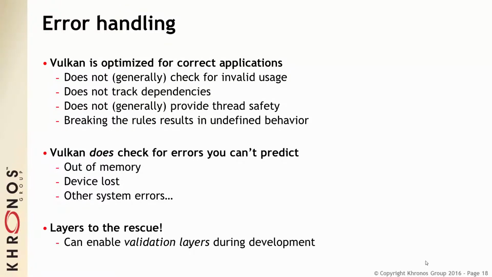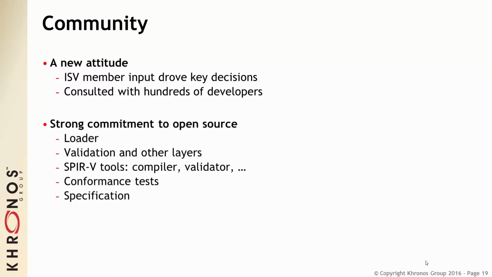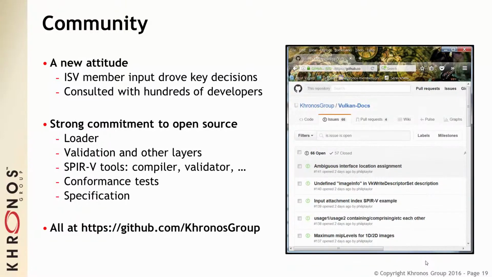With Vulkan, we're trying very explicitly to be more community-facing, more responsive. It is certainly the case that ISV input, as I described earlier, drove many of the key API design decisions. We also worked quite hard to consult with a larger population of developers during the design, and get their feedback. We've also made a strong commitment to open source. The loader that I described earlier is part of a driver, but it is available as open source and you can bypass it. The API for creating layers is exposed, and all of the layers that Khronos has developed or that Khronos members have developed are available on GitHub.